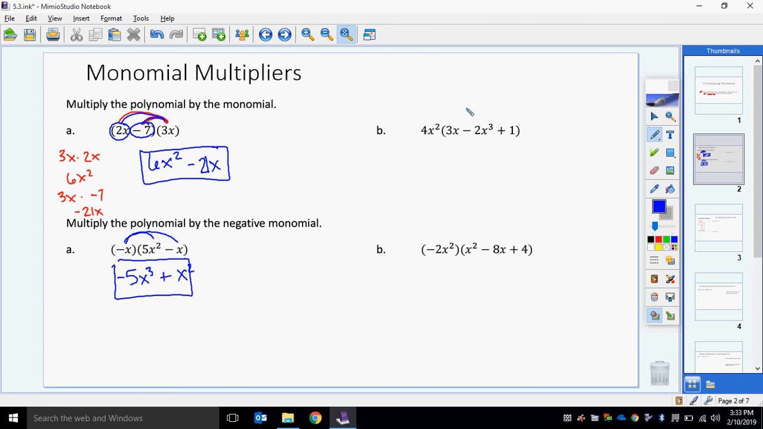All right, I'm going to go ahead and let you solve both b's for me and make sure that you are distributing to all three terms and make sure that you're careful of the sign in front of what you're multiplying by.